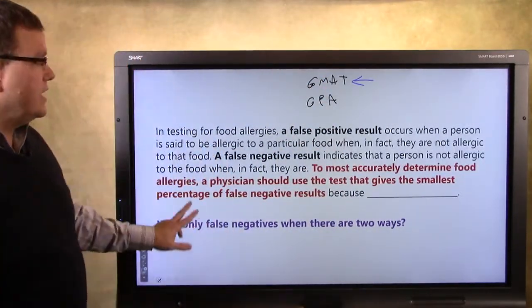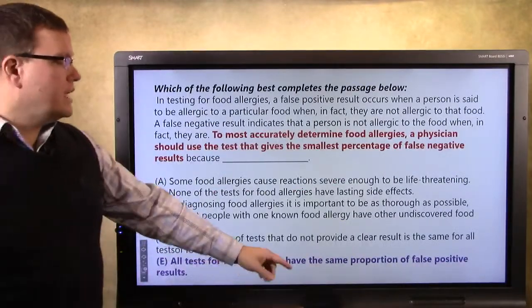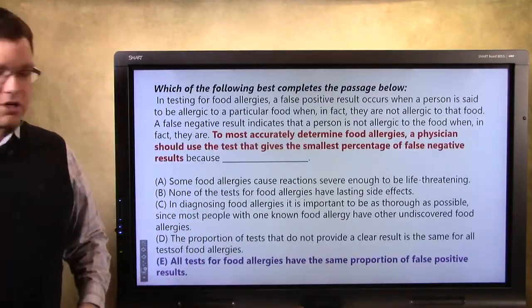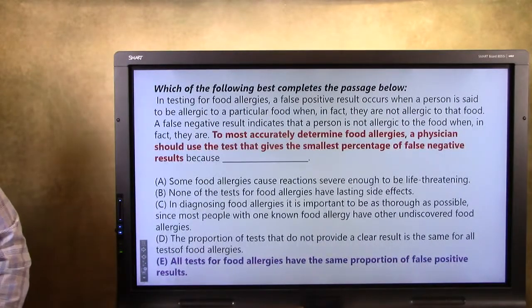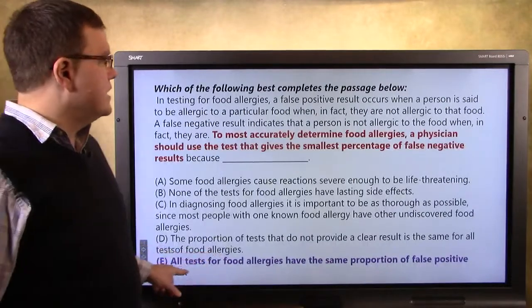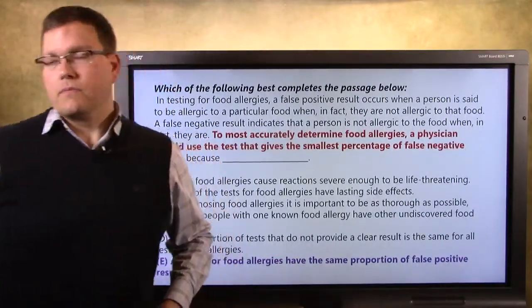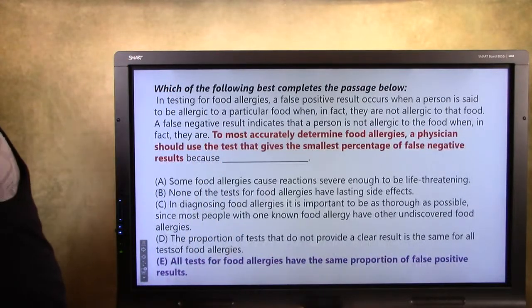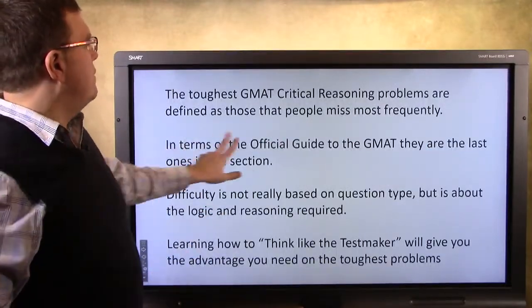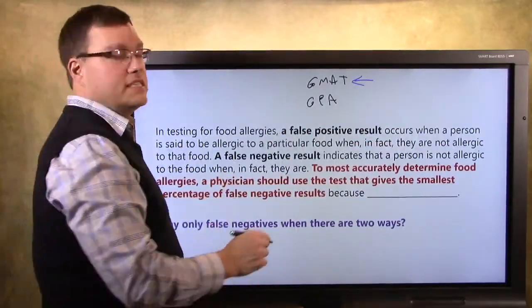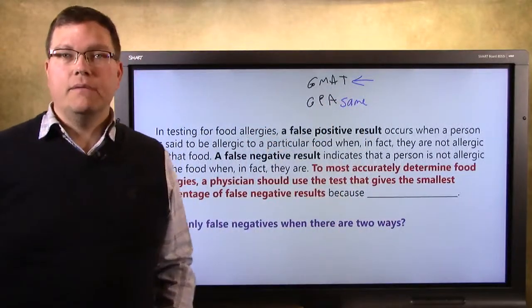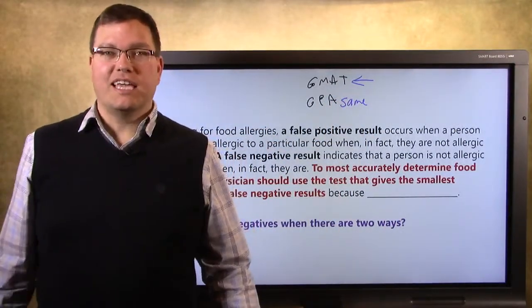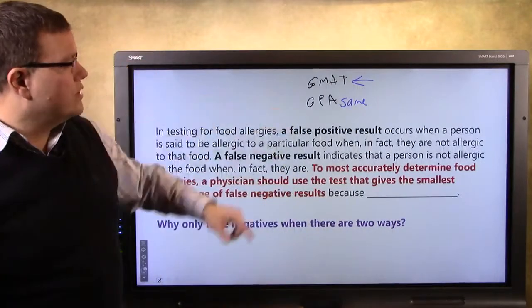Well, it's exactly this. All tests for food allergies have the same proportion of false positive results. That means that we cannot use the false positives as a way to differentiate. It's as if we said all people have the same GPA. If all people have the same GPA, we can't really use that in admissions, can we? Then we've got to look at the only thing we do have left.